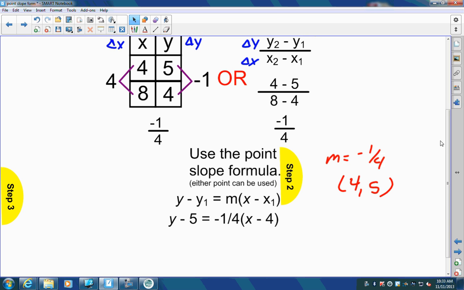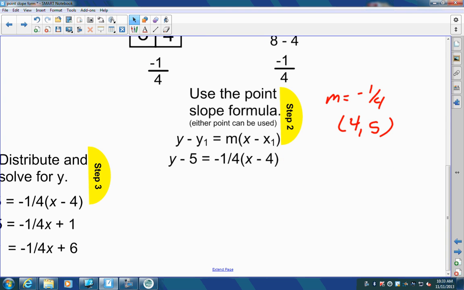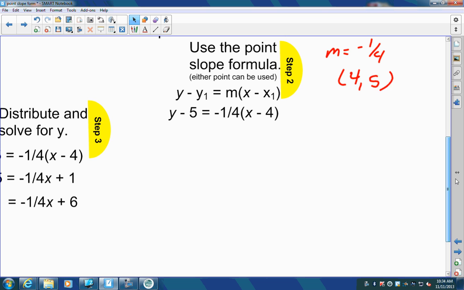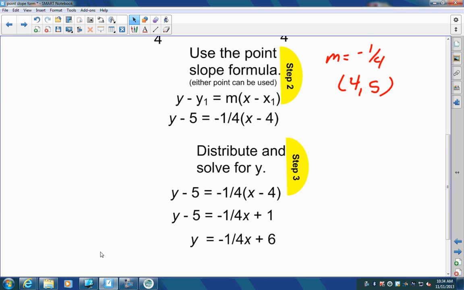Step 3, you can go through and solve for y in order to put it in slope-intercept form.